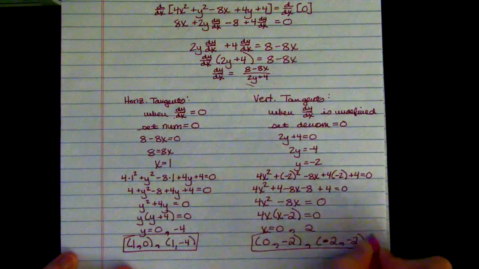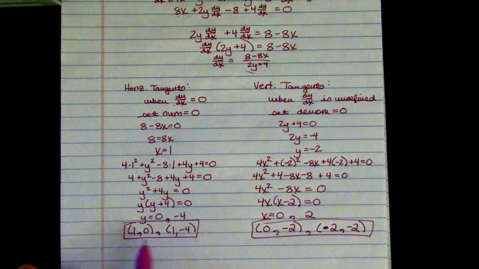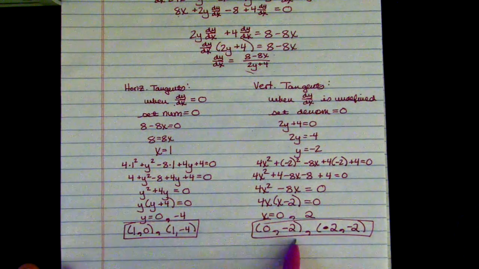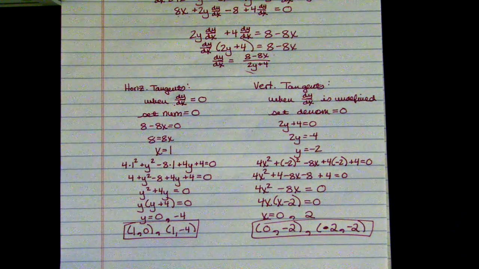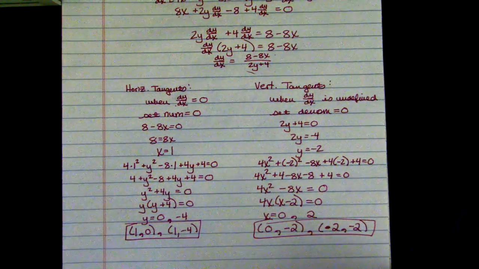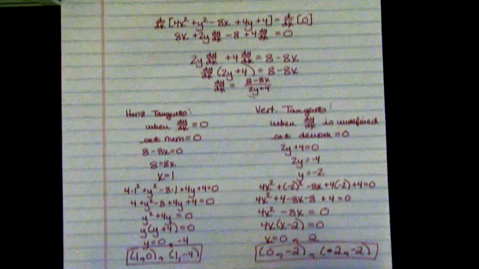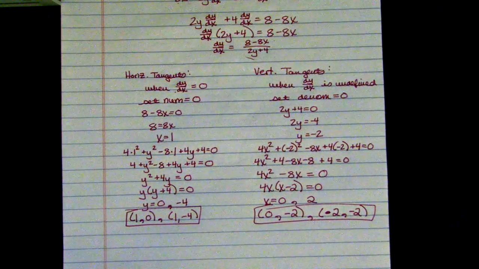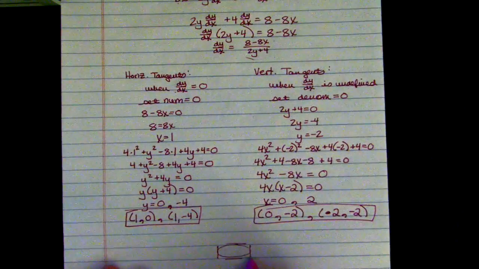Go to Desmos, check it, make sure there are horizontal tangents at (1, 0), (1, -4), and vertical tangents at (0, -2), (2, -2). Hopefully that graph looked familiar from last year in pre-calc or two years ago in Algebra 2. It's really just the graph of an ellipse. We could complete the square with this original equation to turn it into our standard ellipse form. But yeah, we should have horizontal tangents there and there, vertical tangents there and there.